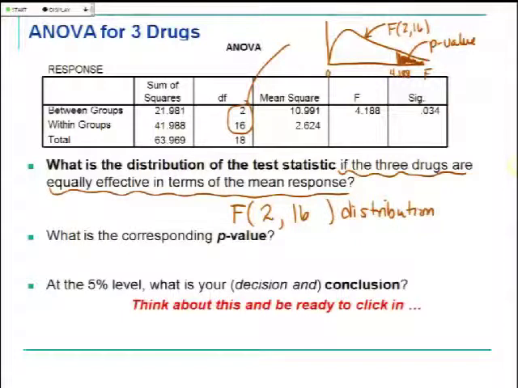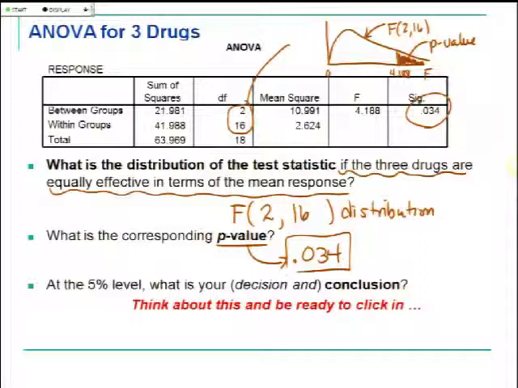So what is the corresponding p-value that we just shaded to represent it? Our p-value turns out to be equal to 0.034. That sig there, the observed significance through your p-value, is right there. You don't have to divide it in half or do a 1 minus. That is your area to the right.